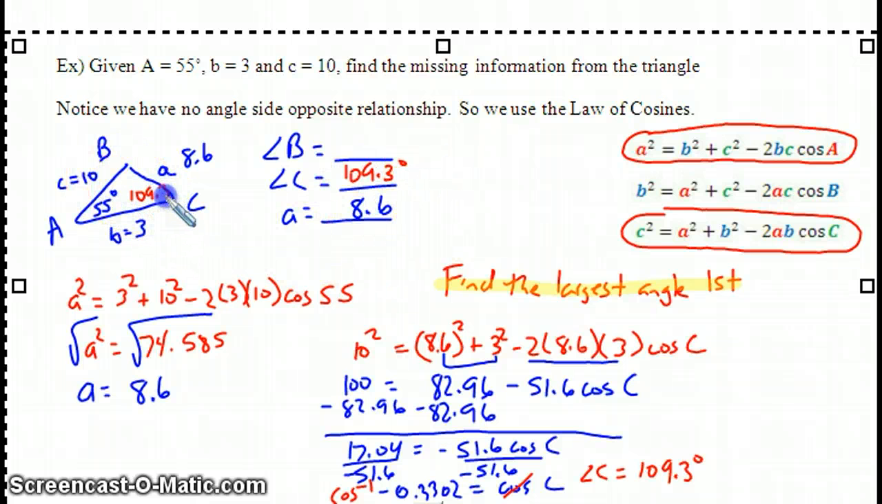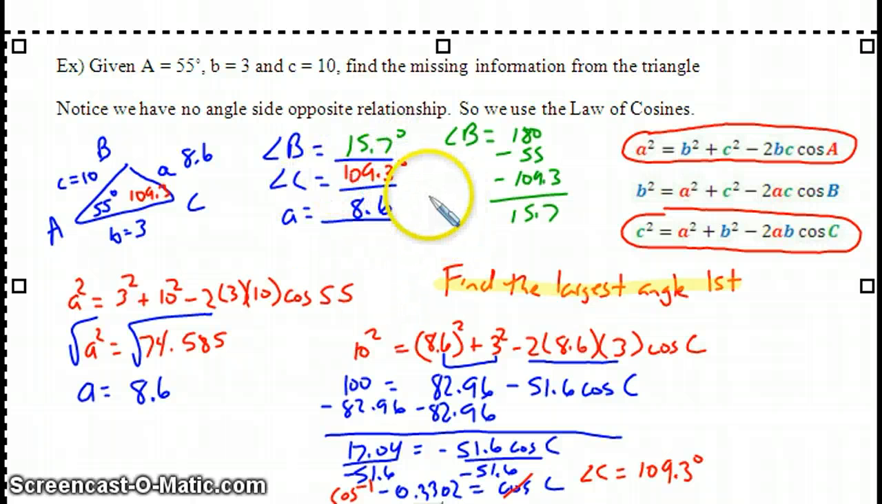Now that you know what that angle is, you can find angle B just by subtracting from 180. So 180 minus 55 minus 109.3 would end up giving me 15.7.